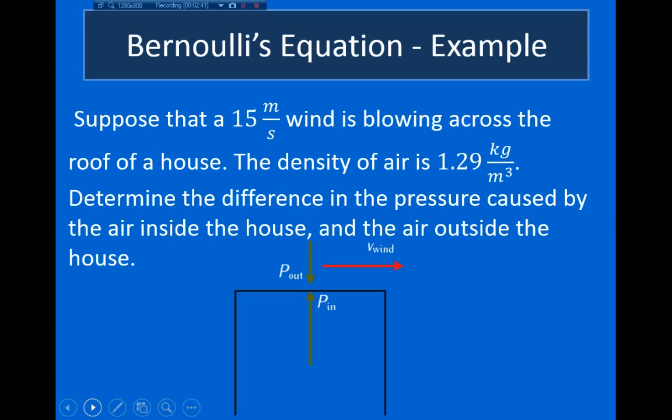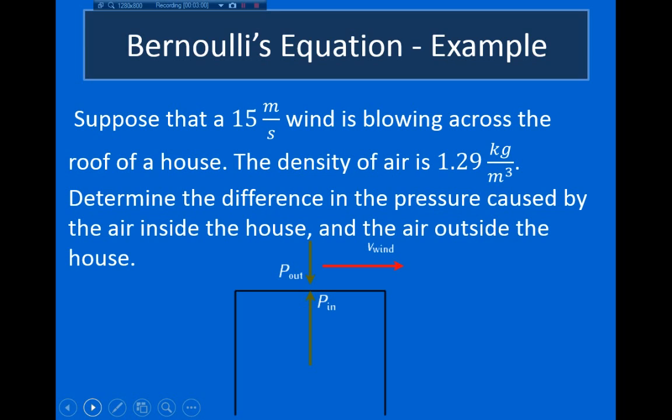This first example says, suppose that a 15 meter per second wind is blowing across the roof of a house. The density of air is 1.29 kilograms per cubic meter. The question asks us to determine the difference of the pressure caused by the air inside the house and the air that's outside the house.